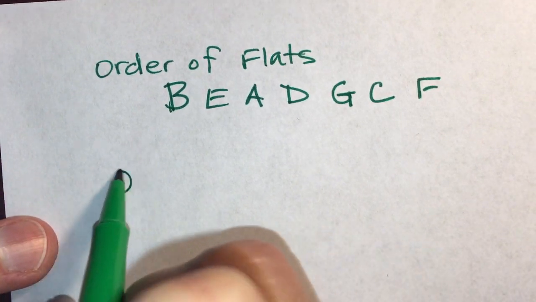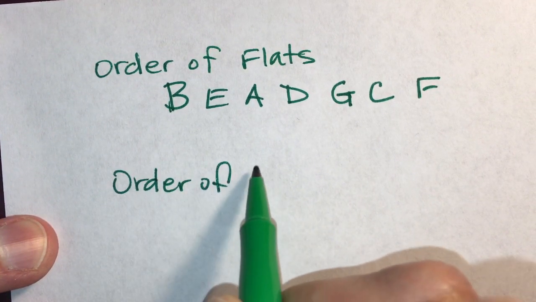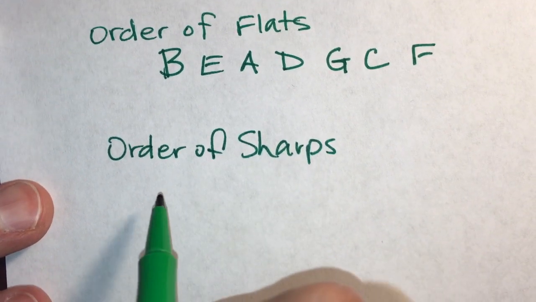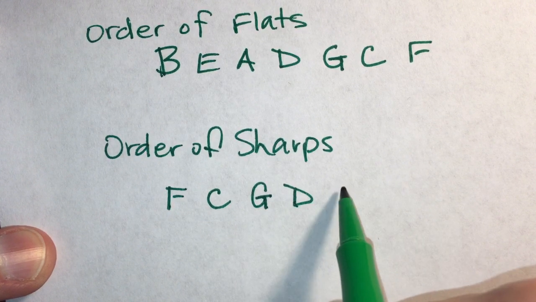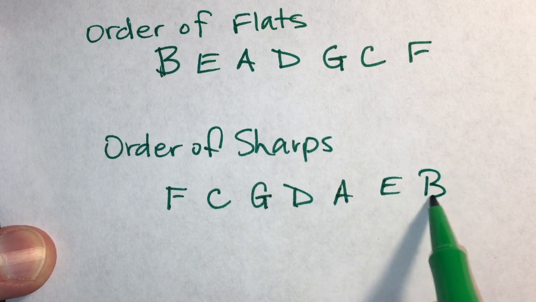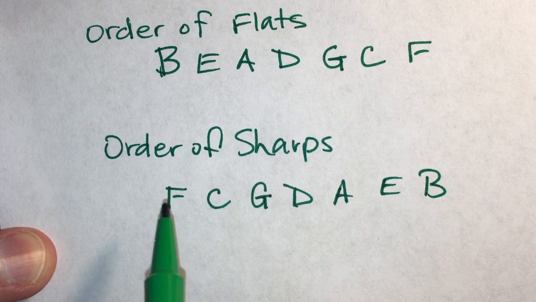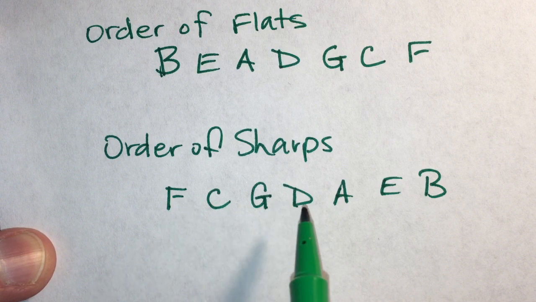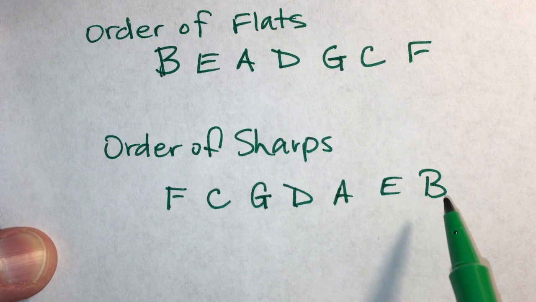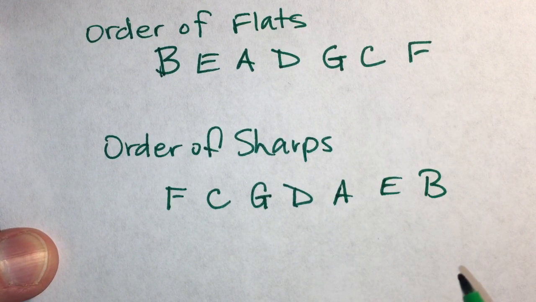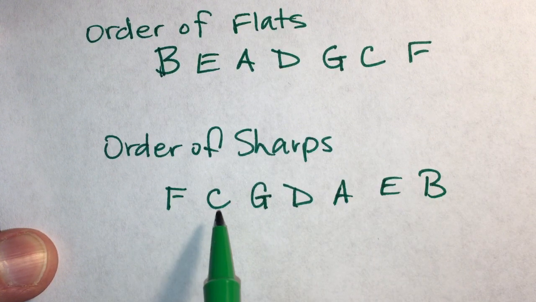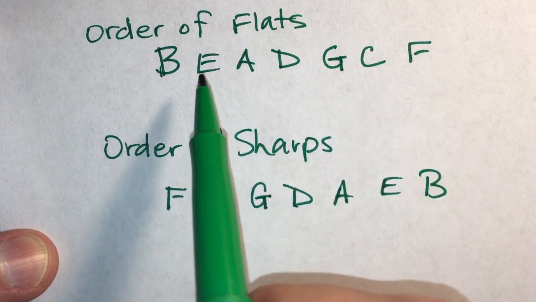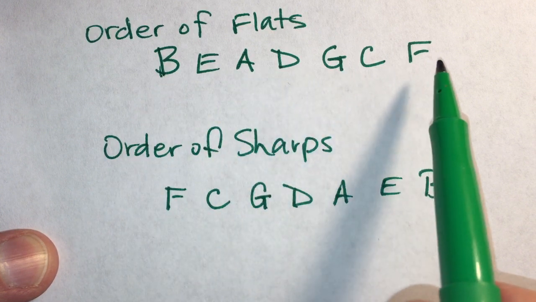Now, the order of sharps is F, C, G, D, A, E, B. The saying to help remember this is Father Charles Goes Down And Eats Breakfast. So both sayings are about breakfast and Charles and Father Charles. Father Charles Goes Down And Eats Breakfast. Breakfast Ends And Down Goes Charles's Father.